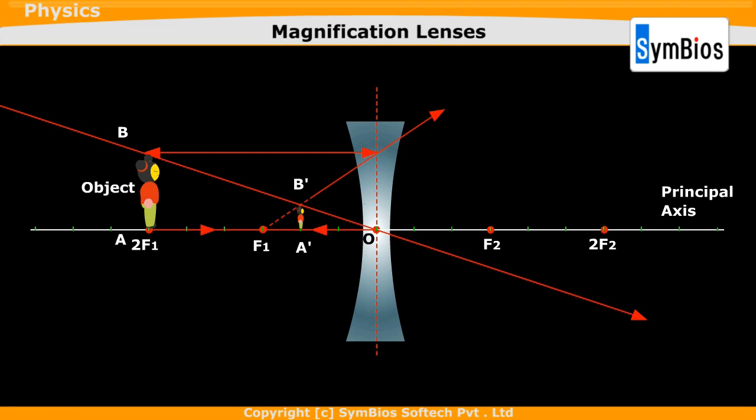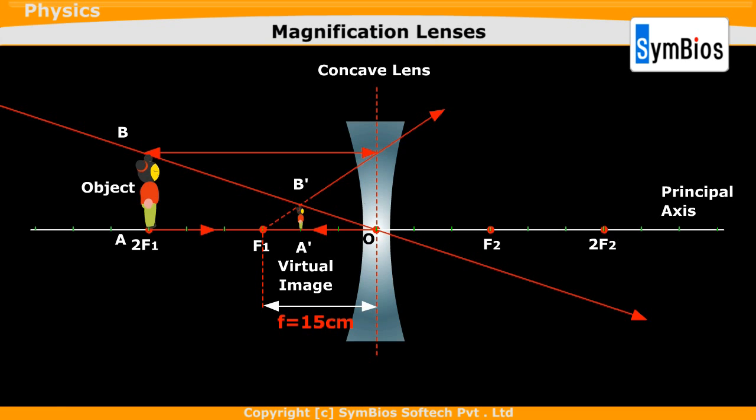Now, let us take a concave lens whose focal length is 15 centimeters. At what distance should the object from the lens be placed so that it forms an image at 10 centimeters from the lens? A concave lens always forms a virtual erect image on the same side of the object.